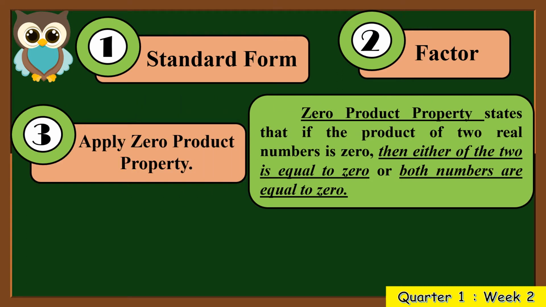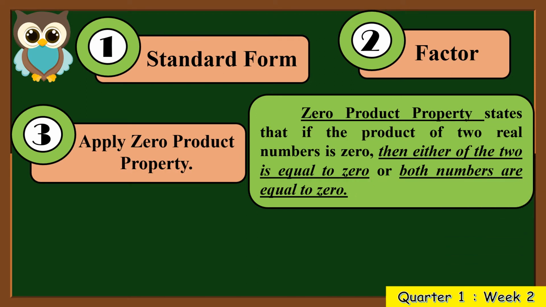And it states that if the product of two real numbers is 0, then either of the two is equal to 0 or both numbers are equal to 0. Say for example, a multiplied by b is equal to 0. So it can be a times 0 is equal to 0, 0 times b is equal to 0, or 0 times 0 is equal to 0.